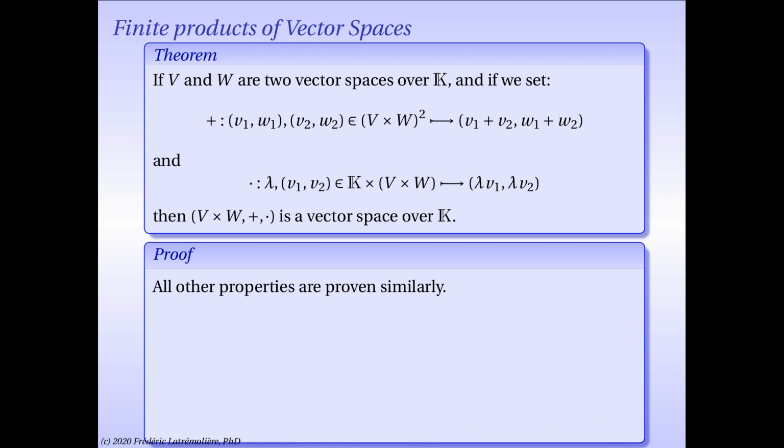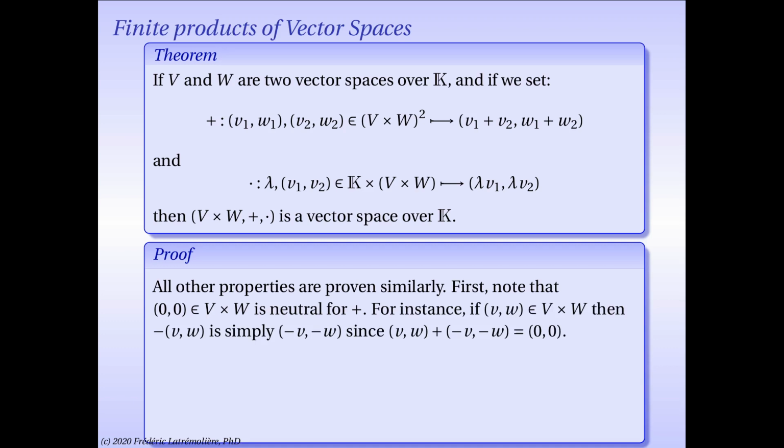All other properties are proven similarly. So let's look at maybe a couple of others. First, we need a neutral element for V cross W. Well, there is a 0 in V and there is a 0 in W. We use the same notation for them, but they are a priori completely different elements of different sets, and both are neutral elements for their respective addition. So you make the pair (0, 0), and it's easy to check that it is neutral for the addition.